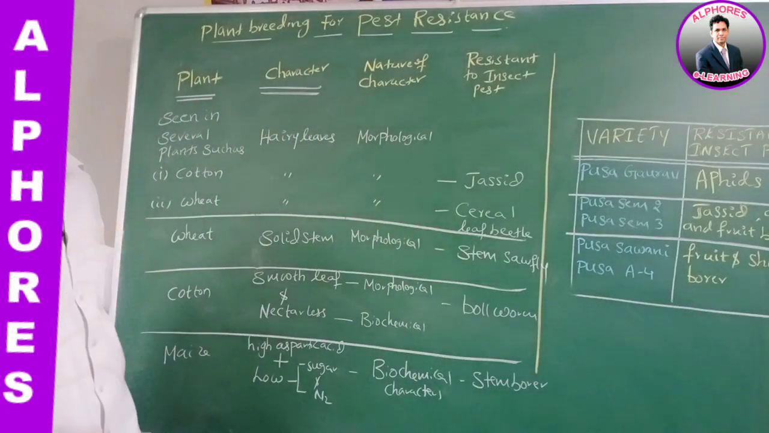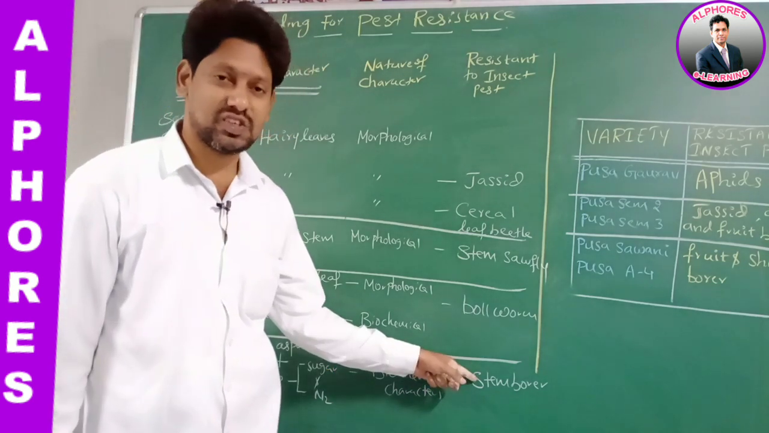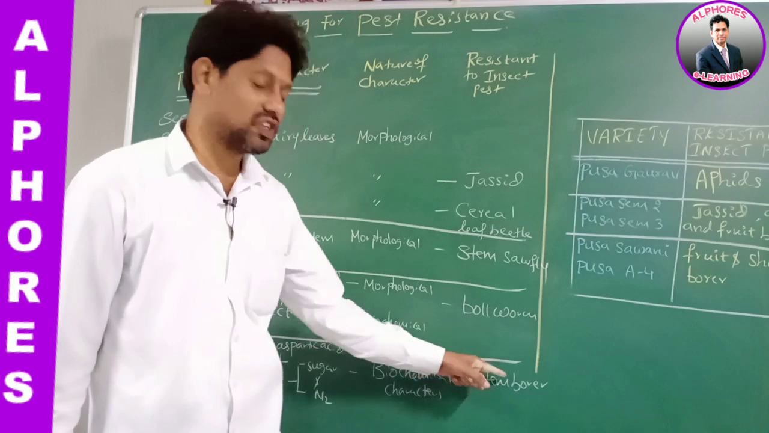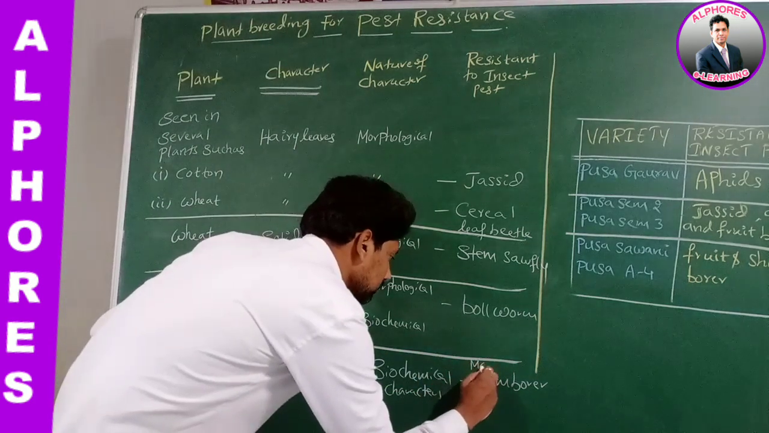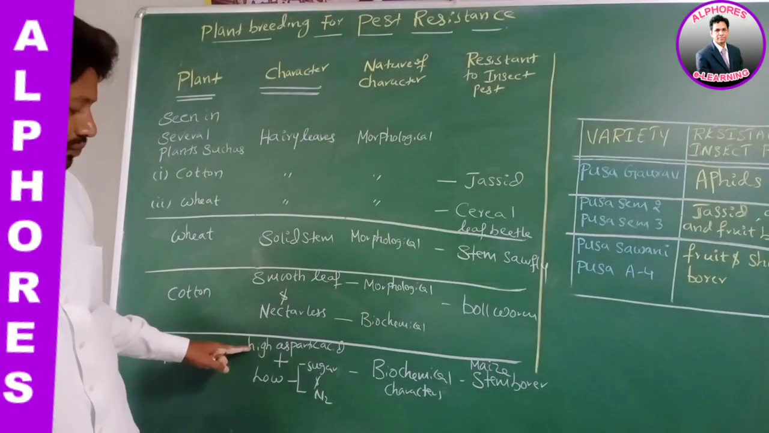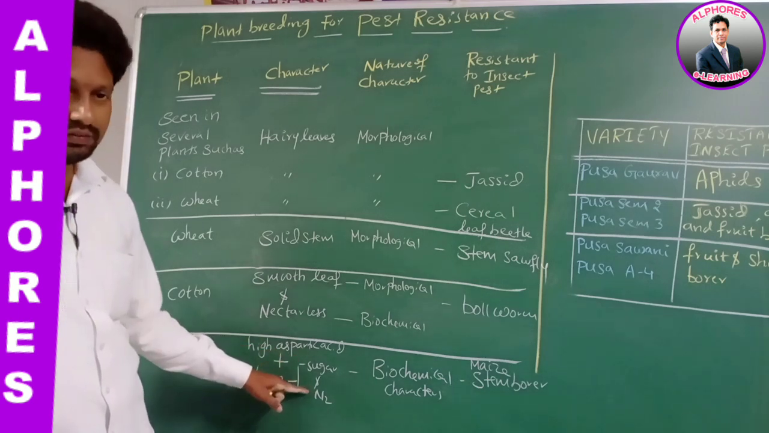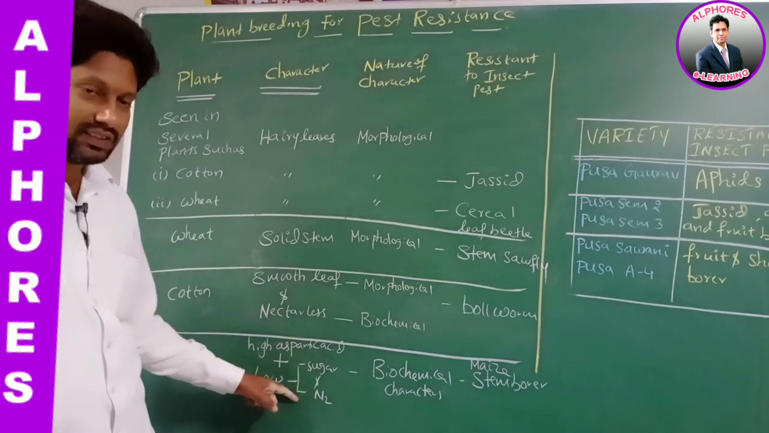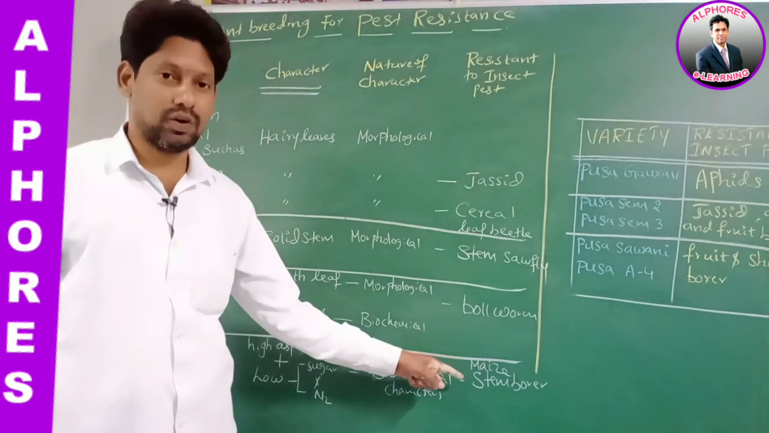Borer, which drills. Who is drilling? The pest is drilling. What is it drilling? It is drilling the stem. So we are calling it a stem borer. Which stem borer, sir? Maize stem borer. Therefore, due to the presence of high aspartic acid, low sugar and low nitrogen, which are biochemical characters in the maize plant, the maize became resistant for maize stem borer.